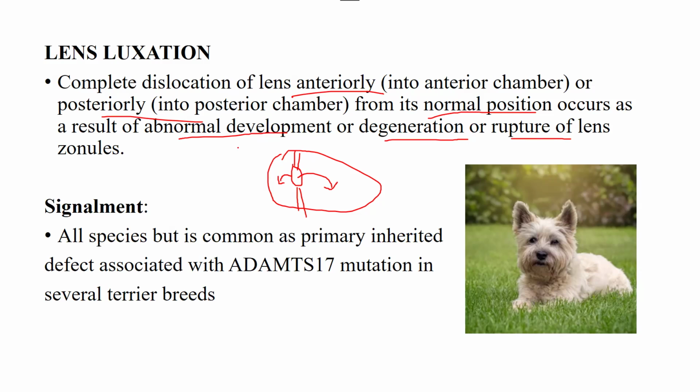As far as signalment is concerned, all species can have this disease, but it is common as a primary inherited defect associated with ADAMTS17 mutation in terrier breeds.